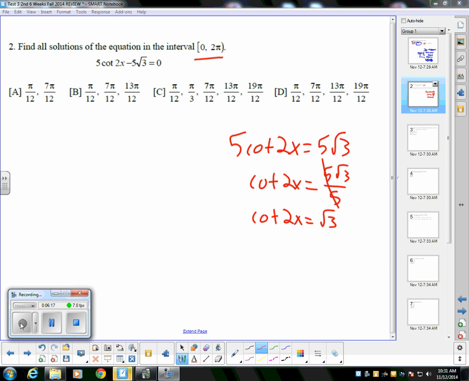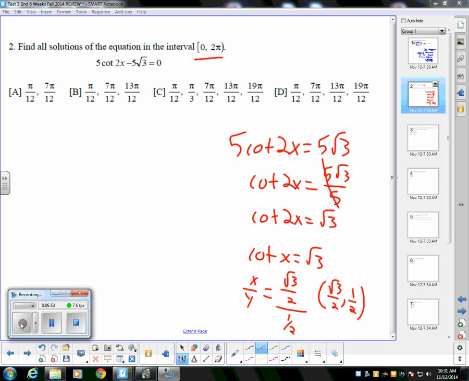So what I do is I just sort of ignore this 2, and I say the cotangent of x is the square root of 3. Now cotangent, if you'll remember, is the x component over the y. And the only place that's going to happen on the unit circle is when you have a square root of 3 over 2 for an x and a 1/2 for a y. So on the unit circle, we want to find all the points that are square root of 3 over 2 and 1/2 on the unit circle. That's what we want to do.